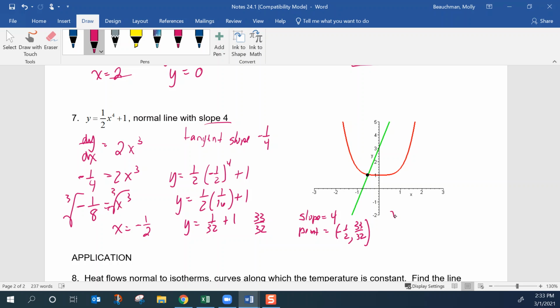Put in point-slope form, I get y minus 33/32 equals the slope of 4 times (x minus a negative, which is plus 1/2). And there's the equation of my normal line.